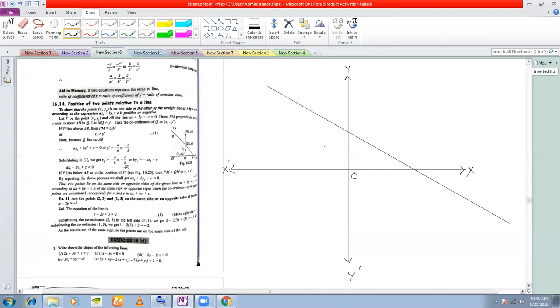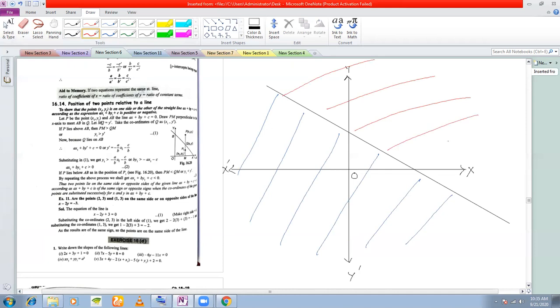So what are the possibilities? Either the points can be on the same side of the straight line. What are the sides that it divides? The straight line divides the plane, you have this side of the straight line, and you have this side of the straight line, right? So the straight line divides the plane into two sides.